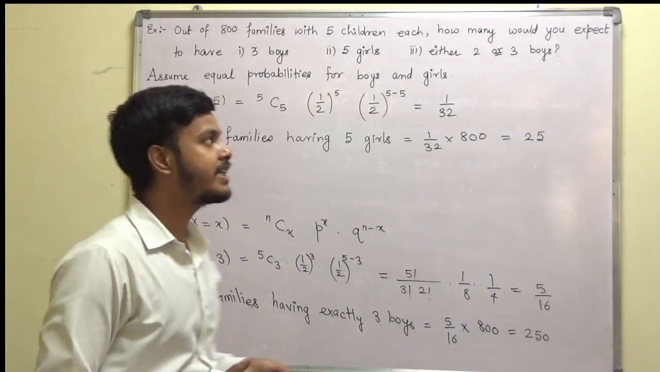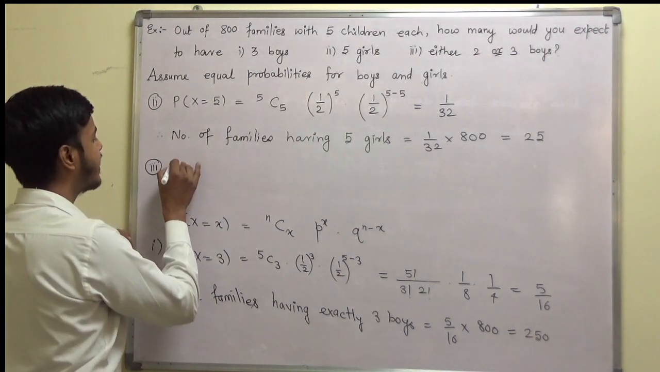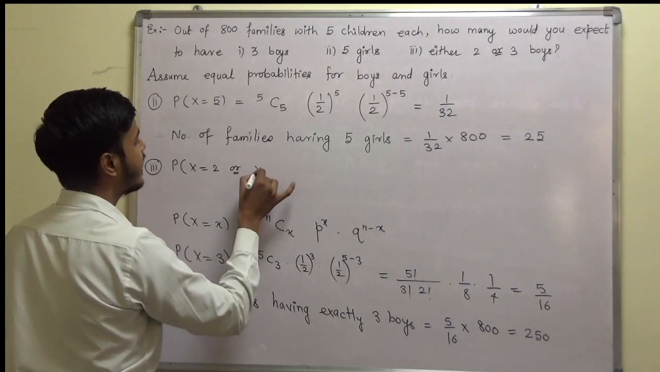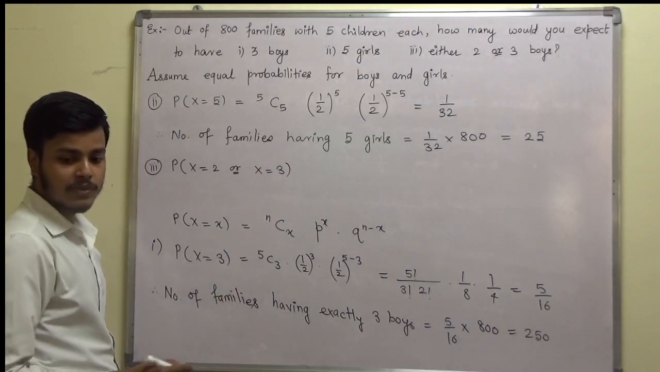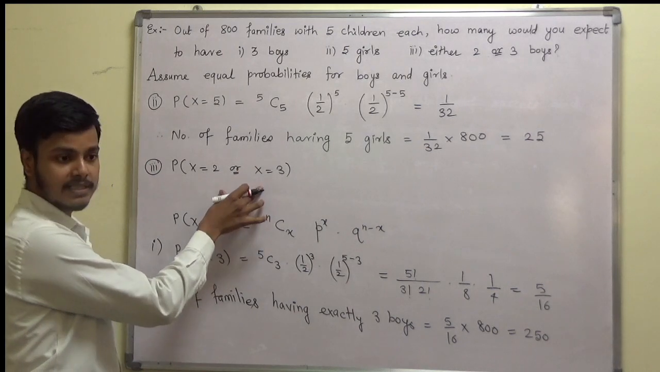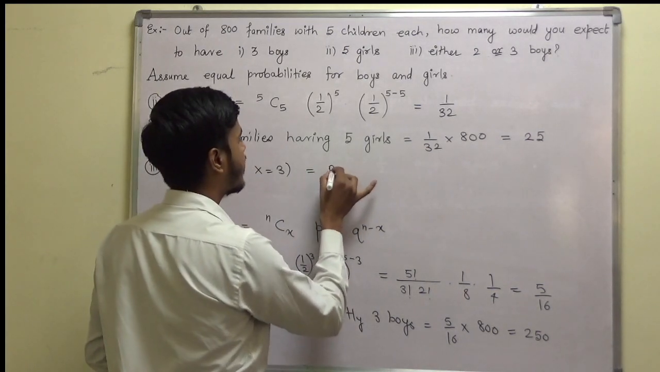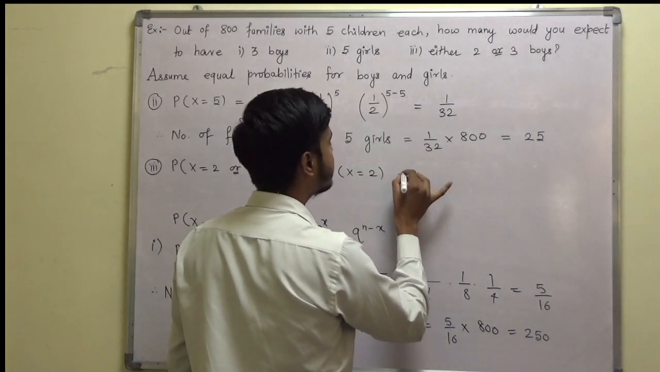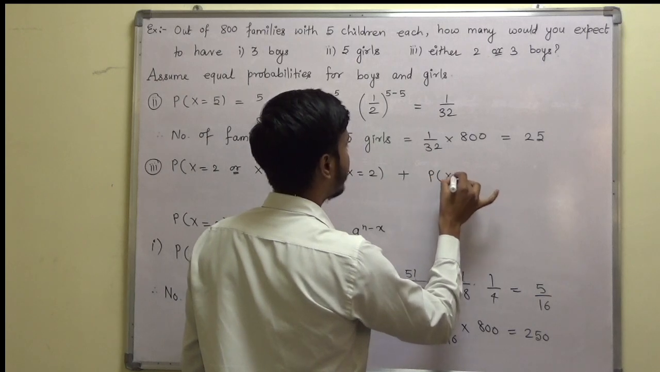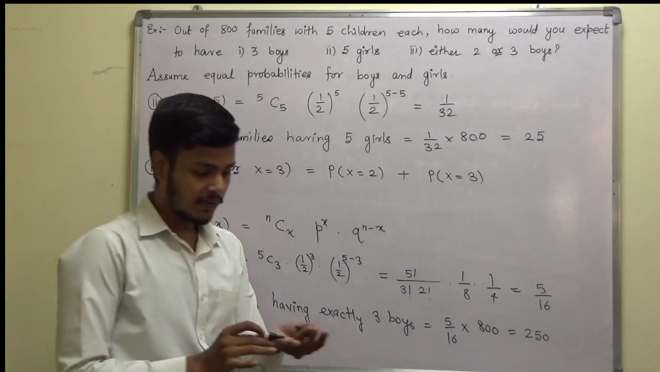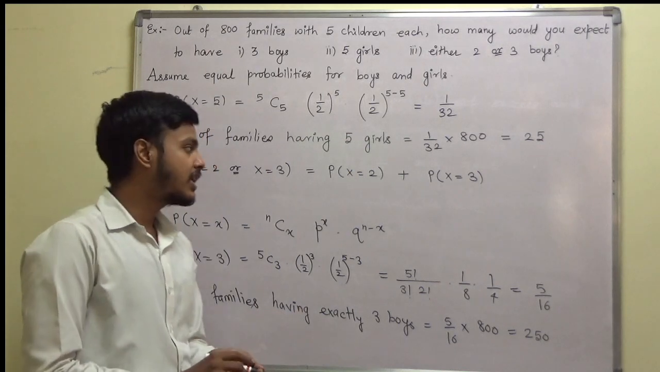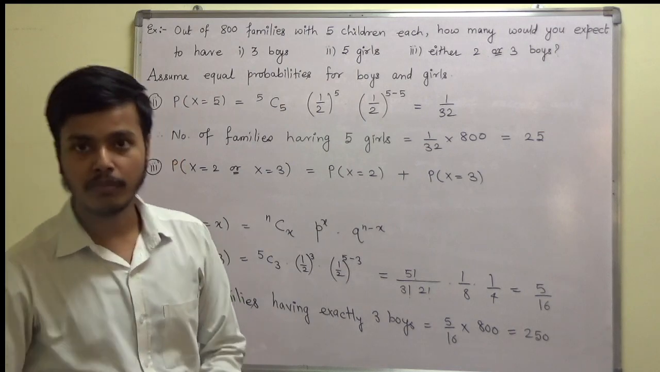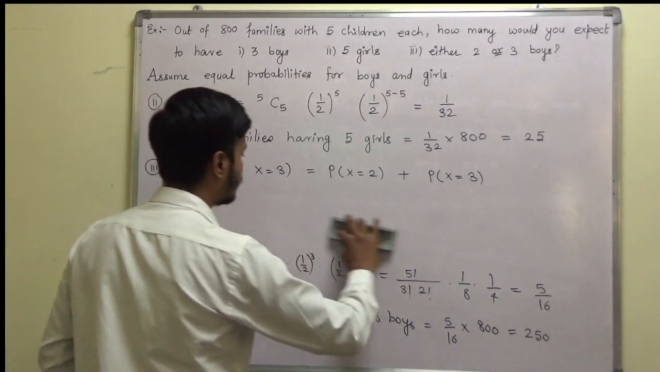So I hope you might have found out this third one, that is probability of x is equal to 2 or x is equal to 3. Whenever something like this is there, where OR means addition, it is probability of x is equal to 2 plus probability of x is equal to 3. Because in permutation and combination, these are the basic rules: we replace AND by multiplication and OR by addition.